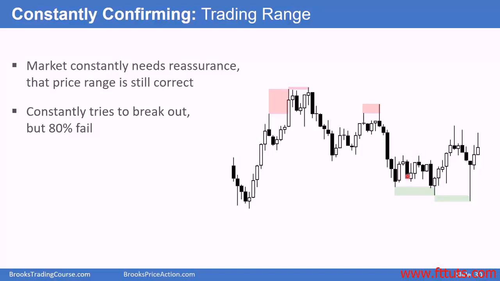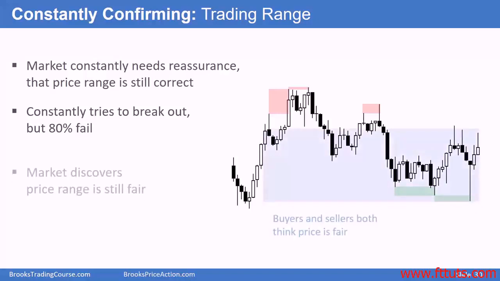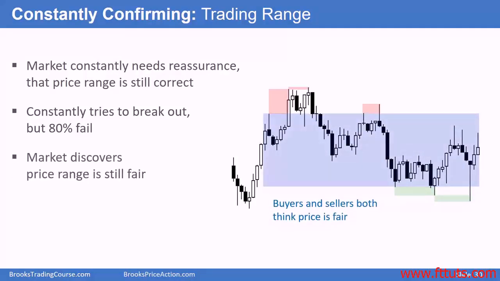Buyers get aggressive. Tries to go down, fails. Tries to go down, and fails again. So it's constantly trying to break out. It's constantly trying to see if maybe the price needs to go lower. Maybe it needs to go higher. And it spends most of the time going sideways, with 80% of breakout attempts up and down failing. That's how it determines where the appropriate range is.